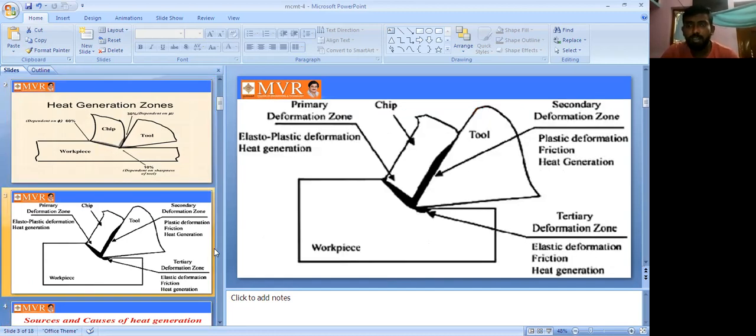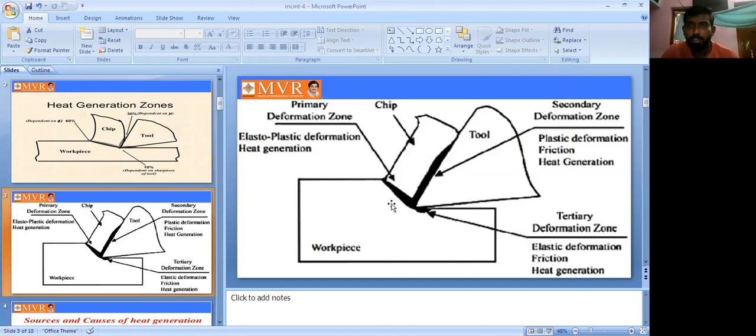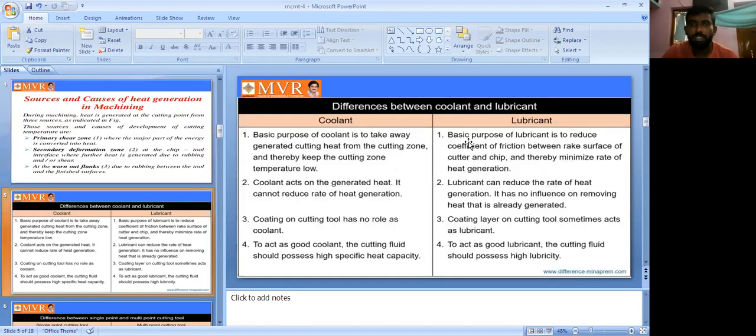First one, see here, heat generation zones, the block diagram. So next one is sources and causes of heat generation in machining. Next we can see what is the difference between coolant and lubricant. These coolant and lubricant are used in the machining process, in machining operations.